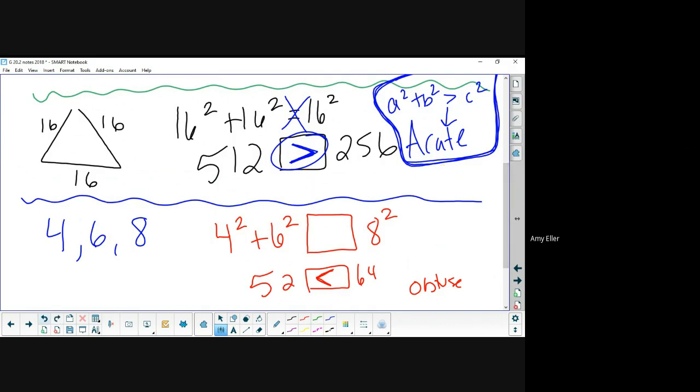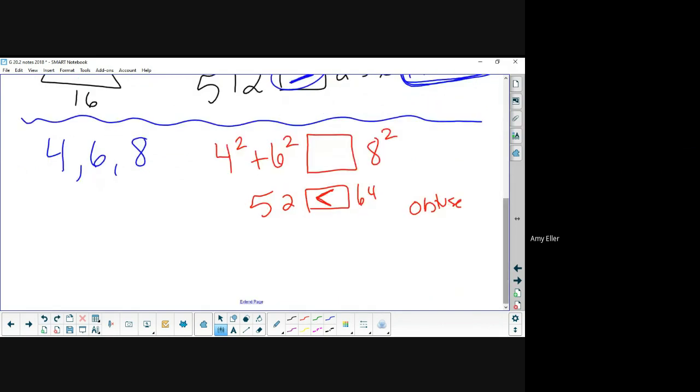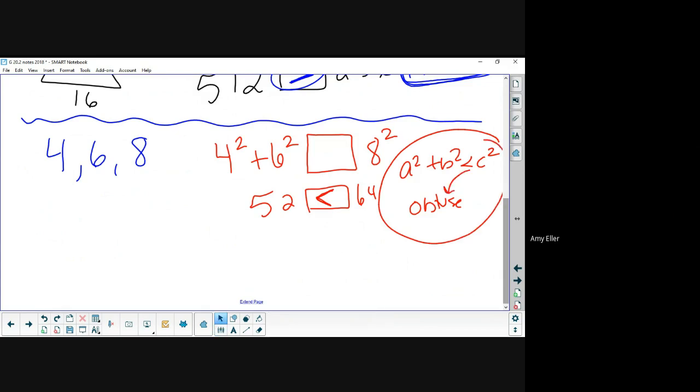So let's write in your notes. A squared plus b squared less than c squared. Obtuse. It's sort of the opposite of what we think. Because when I think less than, I think, oh, it's going to be an acute triangle. It works the opposite way for these.